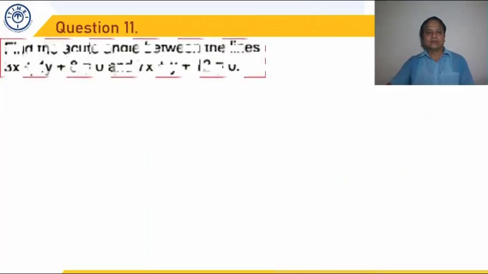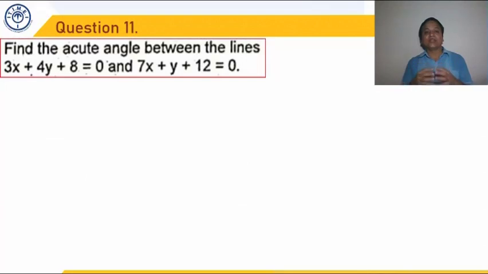Now question number 11: find the acute angle between the lines. The lines are given as 3x + 4y + 8 = 0 and 7x + y + 12 = 0. The slope of the first line is -3/4, the negative coefficient of x upon the coefficient of y. The slope of the second line is -7/1.